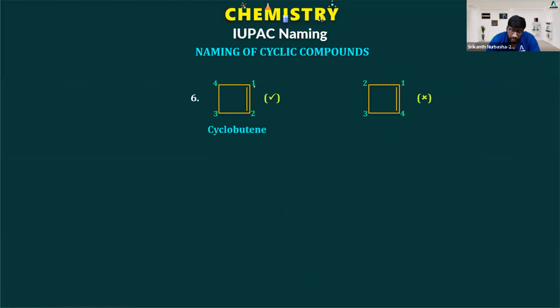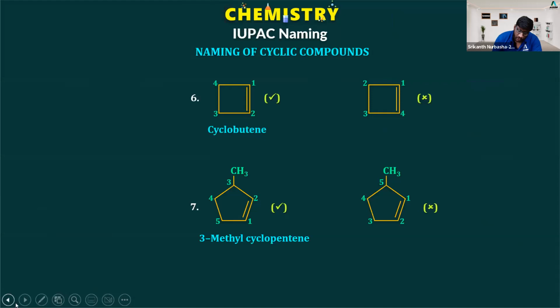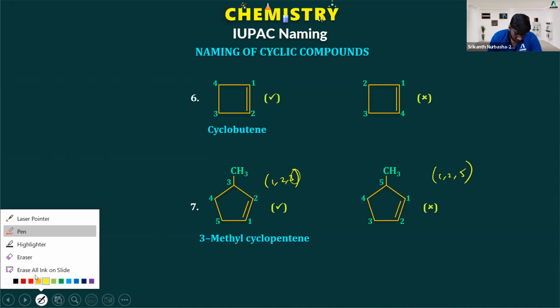Obviously this is going to be correct because for 1 and 2, you have to include the double-bonded carbons in such a way that the numbering is 1, 2, 3, 4. Both the carbon atoms involved in the double bond should get the lowest numbers. Here you should give numbering in such a way, 1, 2, 3, 4, 5, where you will be getting the third position to methyl. So 3-methyl cyclopentene. You should not give the other numbering because on the third position you have substitution, 1, 2 you have double bond, here 1, 2, 5. So obviously this is correct based on lowest locant rule.